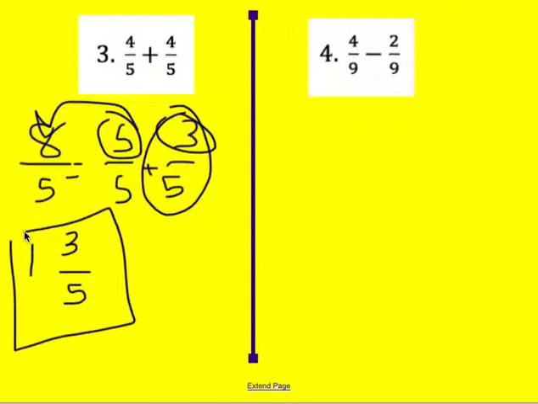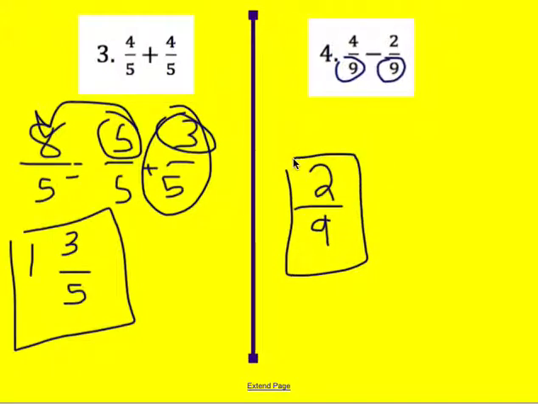Now, taking a look at number 4, subtracting is really the same thing. On the bottom, we have 9. That's good. We're going to take 4 minus 2, so we subtract the numerators to get 2. Even though it's subtraction, we still keep the denominator the same. So our final answer for number 4 is 2/9.